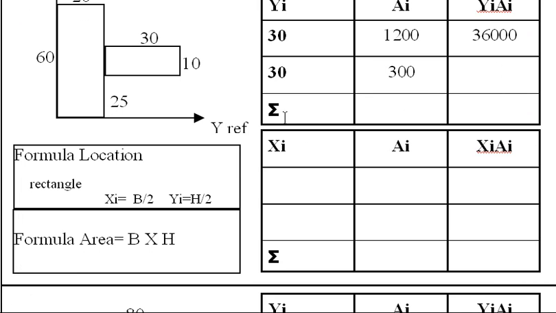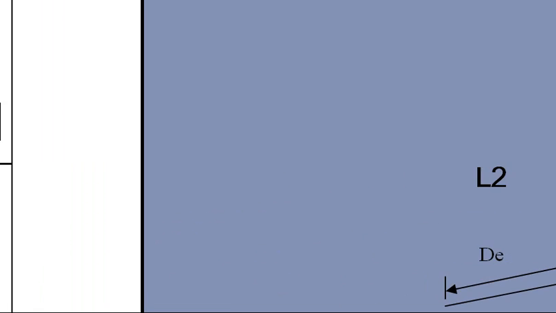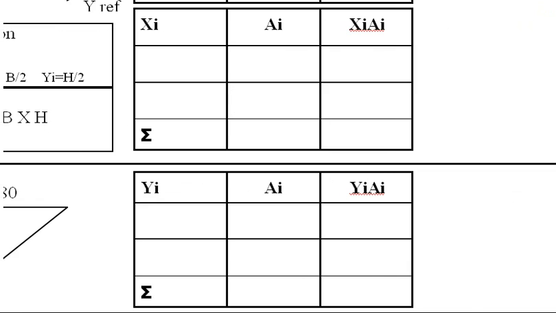Then what we're going to do, this is the sigma, capital letter sigma. We take the sum of ai and the sum of yiai later in our calculations. It's kind of confusing because it's really kind of contradictory to what you've learned in your math.